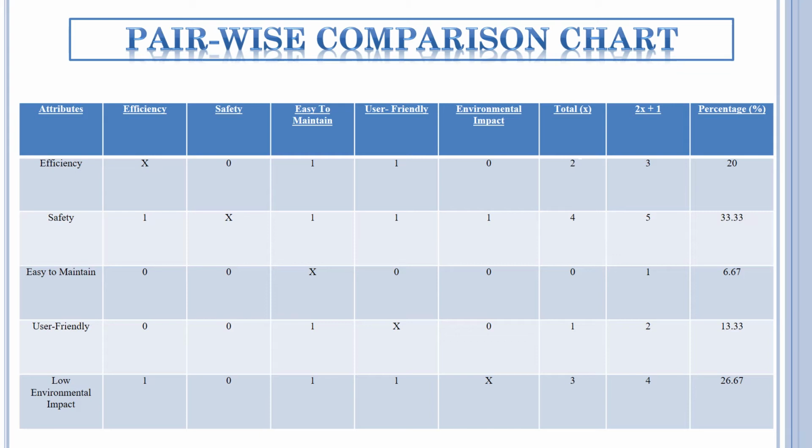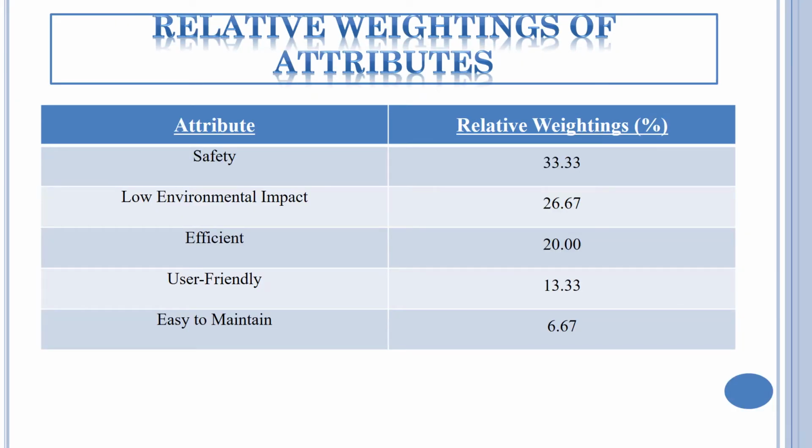However, we found that the attribute easy to maintain was given a 0, so the 2x plus 1 algorithm was applied. We total the 2x plus 1 column, and this percentage represents the prioritized attributes, which we call the relative weighting. The following table represents prioritized attributes, where the relative weighting showed that safety was most important and easy to maintain was the least.